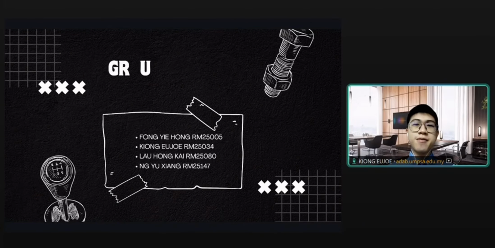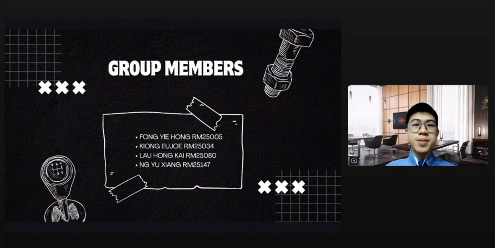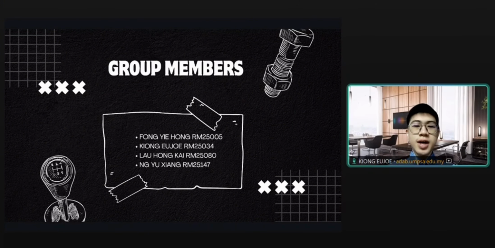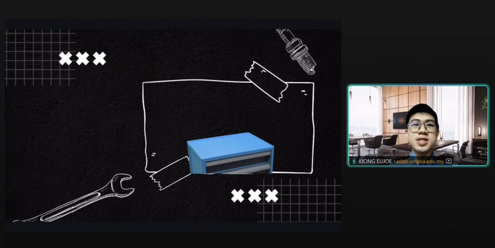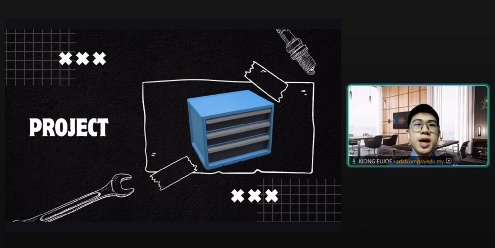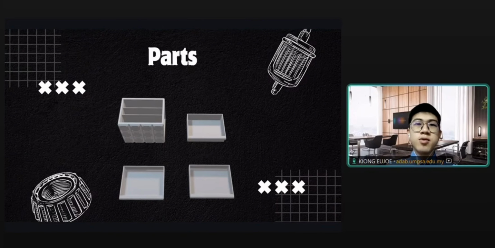Our group members are our leader Feng Yihong, and members me, Kyung Yujo, Lau Hong Kai and Ng Yu Xiang. And this is our project, Toastbox. Toastbox is divided into 4 parts, which are the main body, 2 small drawers and 1 big drawer.